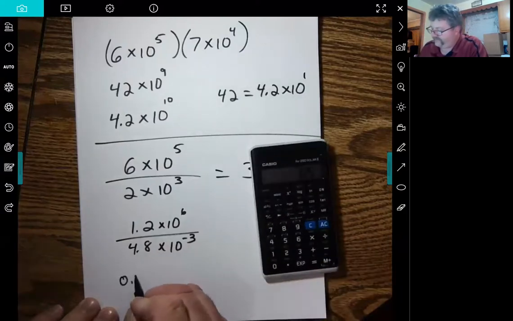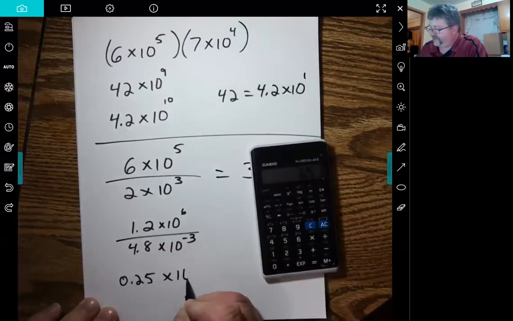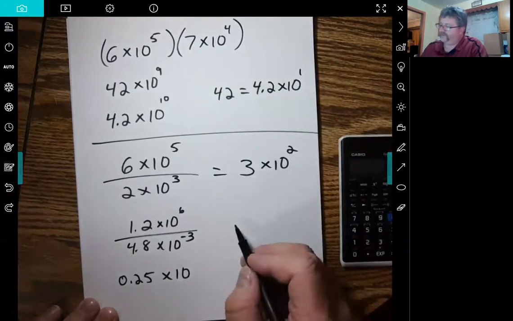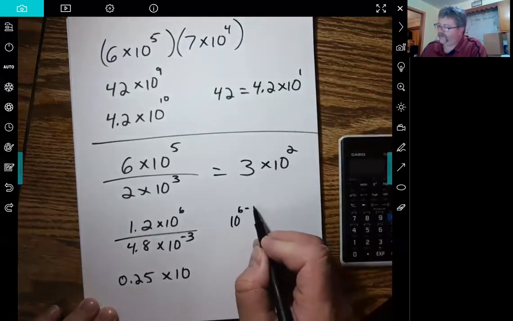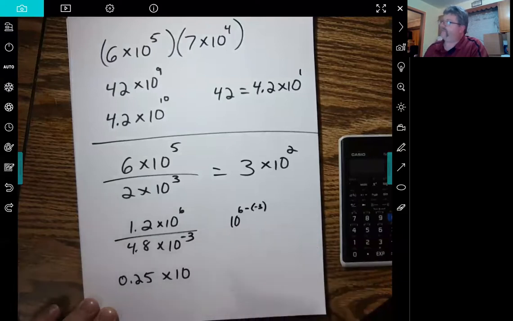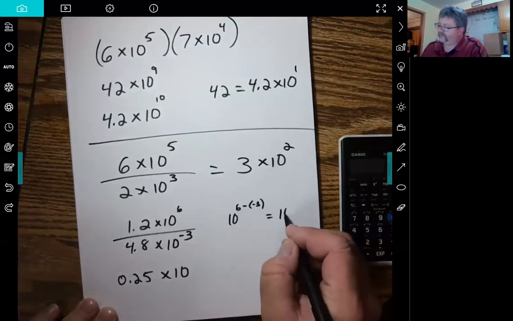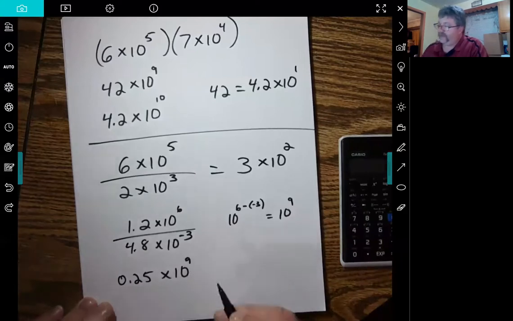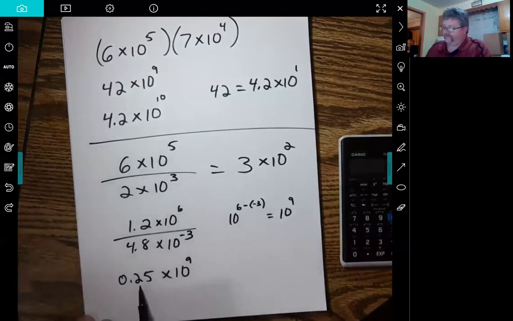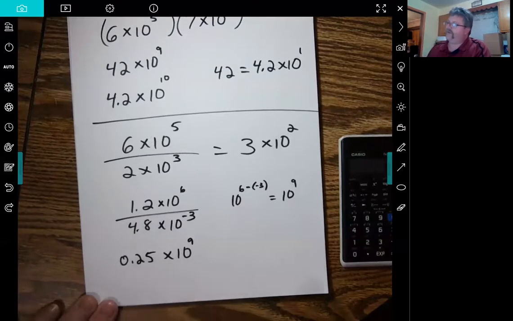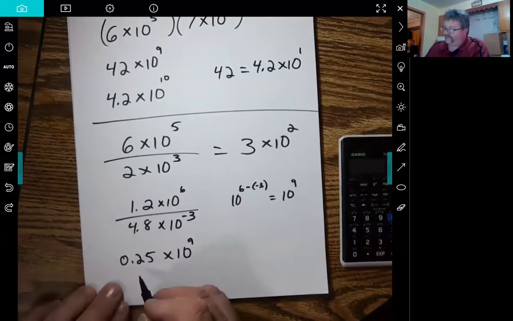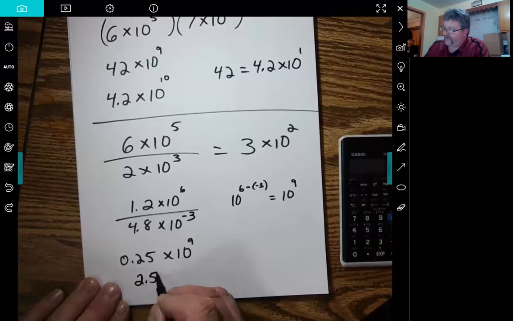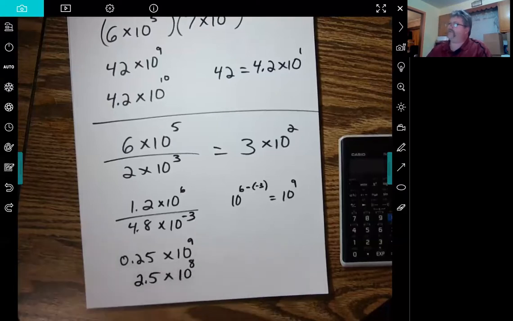0.25 times 10. Now, remember what the exponent is. It's going to be 10 to the 6th minus -3. Minus a negative is really plus a positive, so it's really times 10 to the 9th. However, this is not proper. I have to have one digit and then my decimal point. So that's really got to be 2.5 times 10, and I'm going to have to shave off a power, so it's 10 to the 8th.